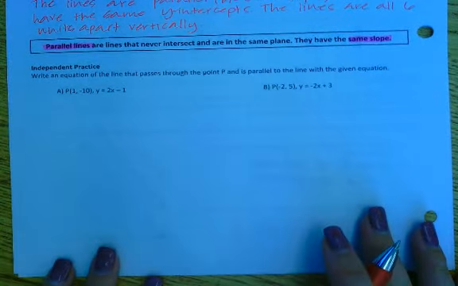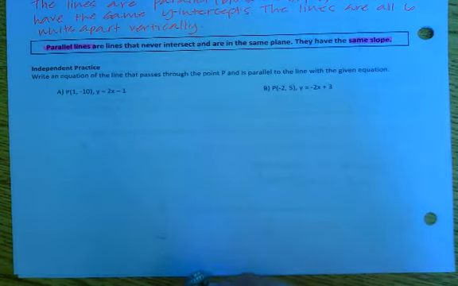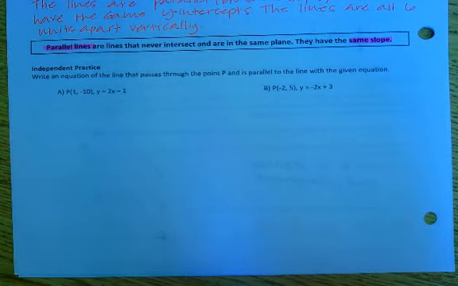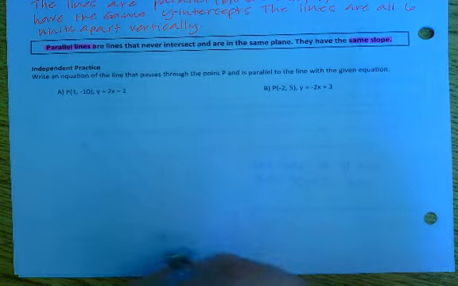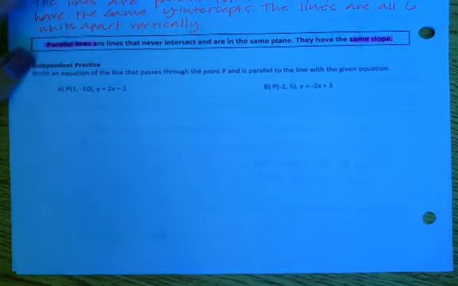Okay. Independent practice. Write an equation of a line that passes through the point P and is parallel to the line with the given equation. Okay, I'm going to do A with you, and then you guys are going to do B on your own.